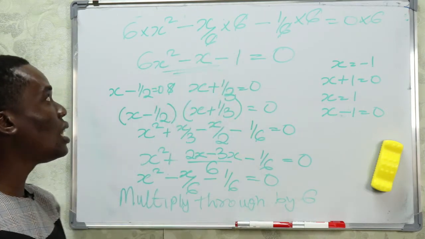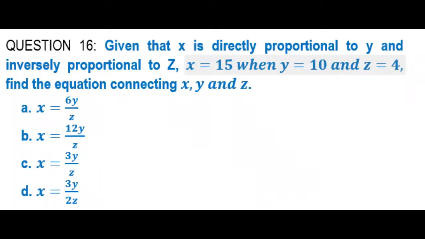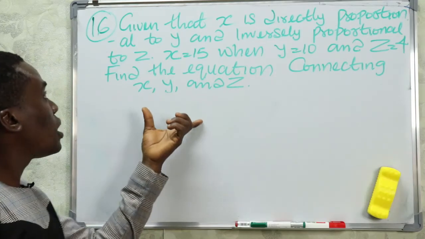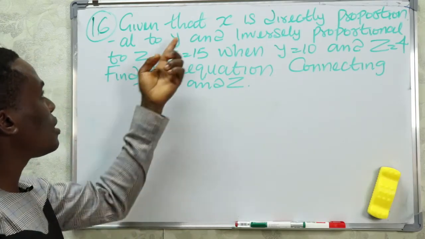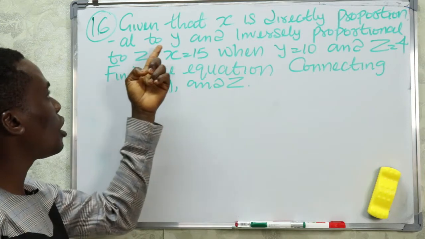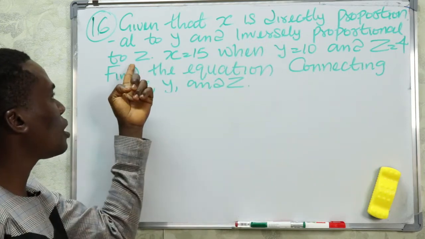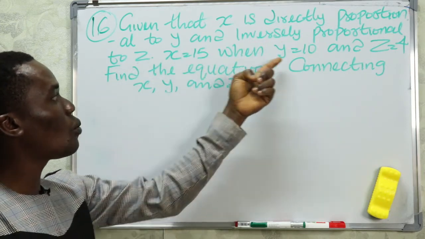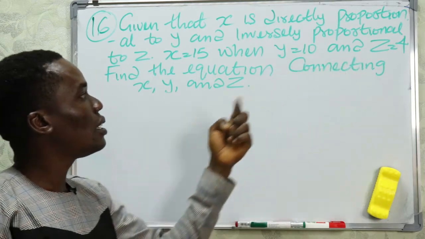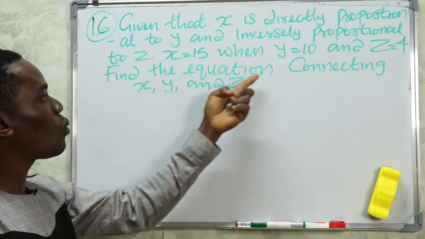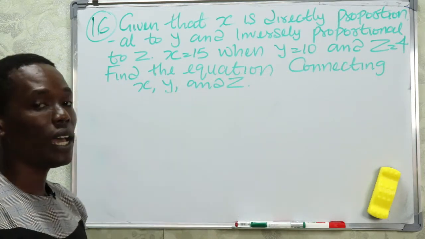Now let's look at the next sample question. Question number 16 says, given that x is directly proportional to y and inversely proportional to z, x is 15 when y is 10 and z is equal to 4. Find the equation connecting x, y and z.